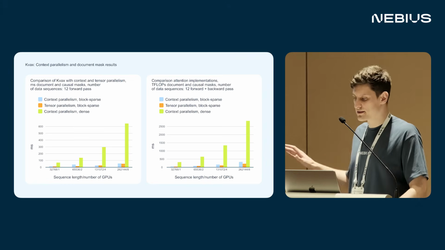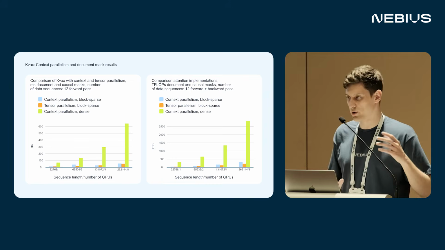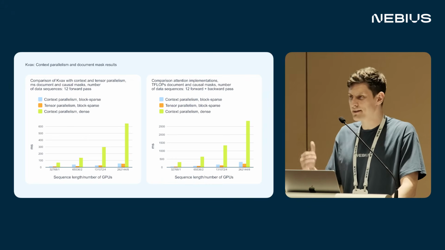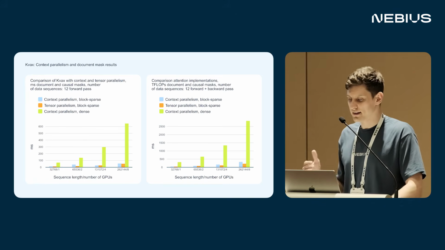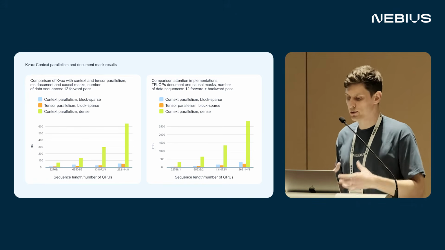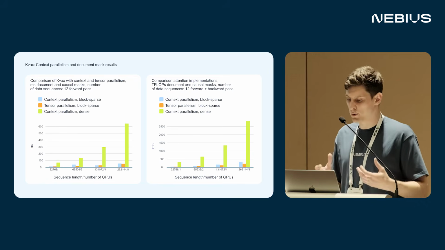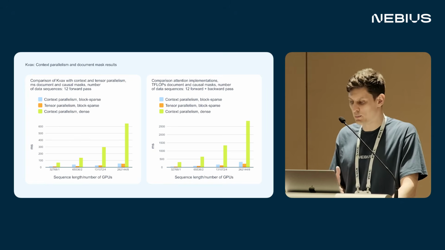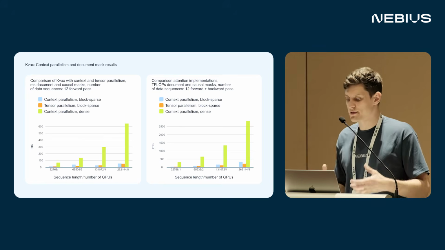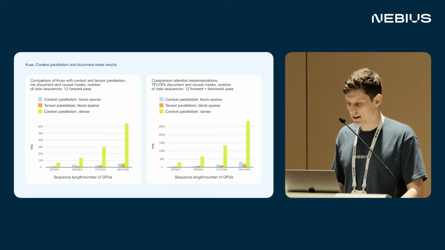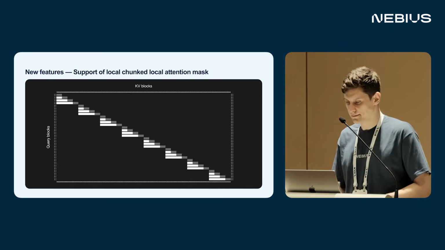And the following chart illustrates how Kvax, the blue and orange bars, significantly outperforms the standard FlashAttention implementation, the green bar, which lacks efficient handling for document masking. Notably, Kvax with context parallelism, the blue bar, achieves competitive performance to Kvax with tensor parallelism, the orange bar, and both demonstrate a significant reduction in latency.